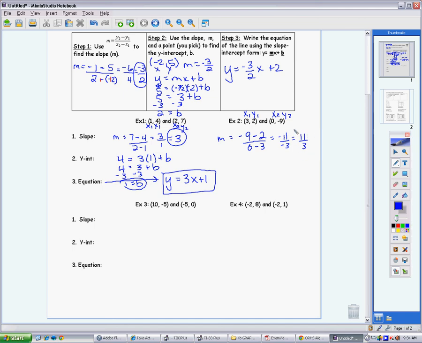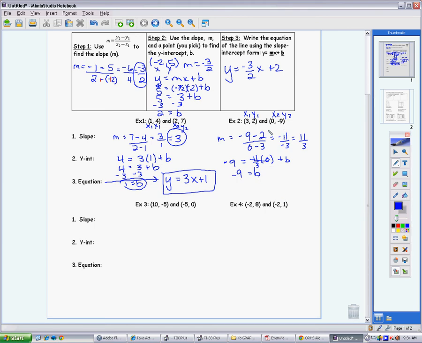So here's my slope, and I'm going to pick 0, negative 9. I like that 0 in there, so I'm going to use my second point this time. So y is negative 9 equals the 11 over 3 times 0 plus b. Okay, well that works out better because 11 thirds times 0 is just 0, so that goes away. So that means my negative 9 is my y-intercept.